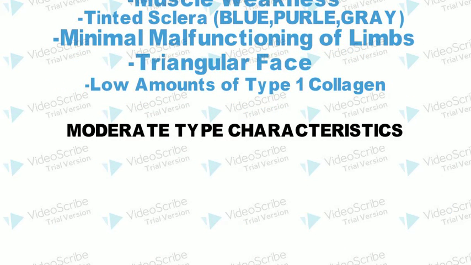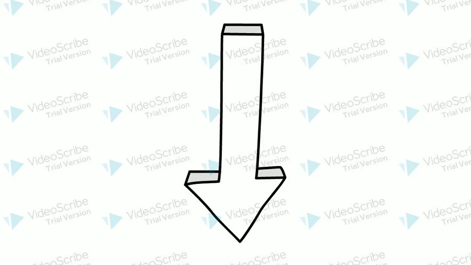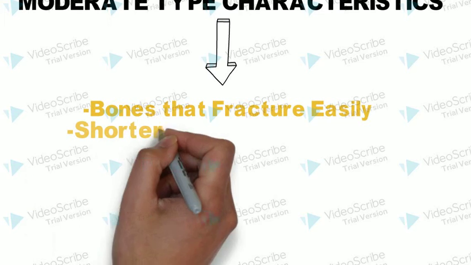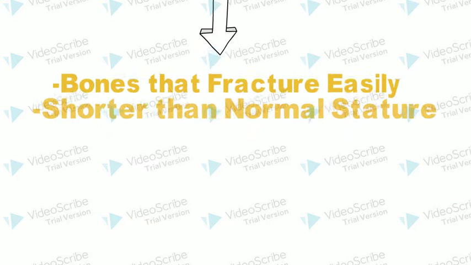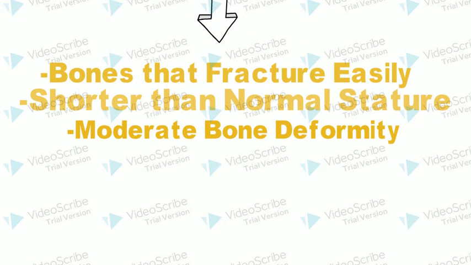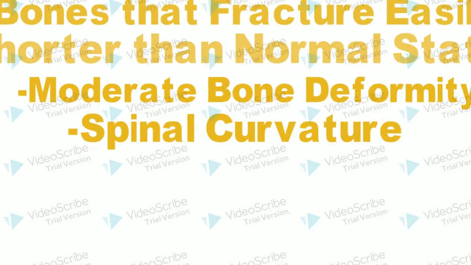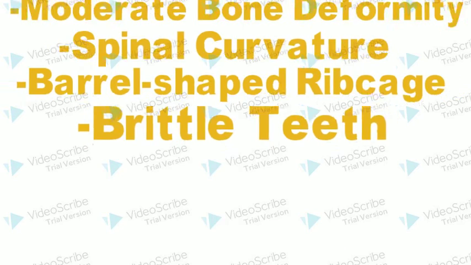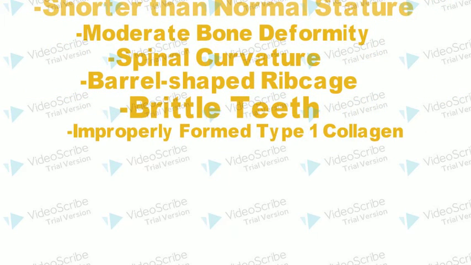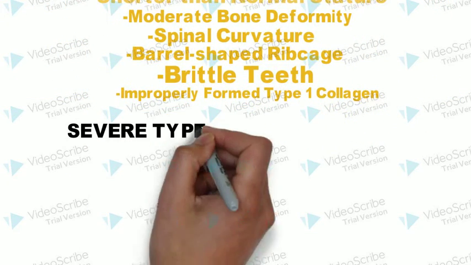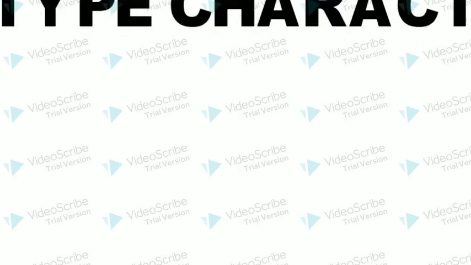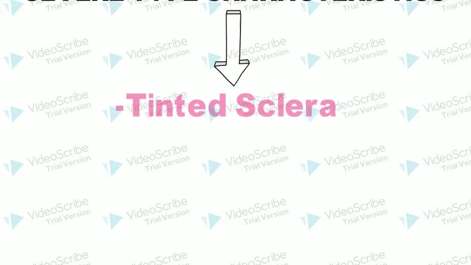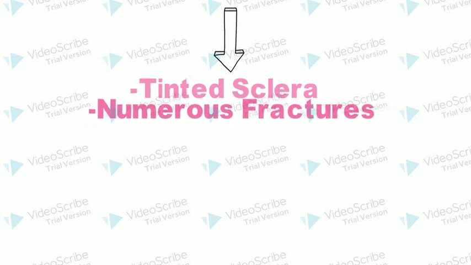The moderate types of OI are characterized by bones that fracture easily, shorter than normal stature, moderate bone deformity, tendency towards spinal curvature, a barrel-shaped rib cage, brittle teeth, and improperly formed collagen.